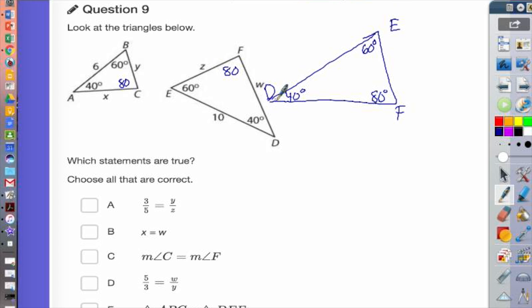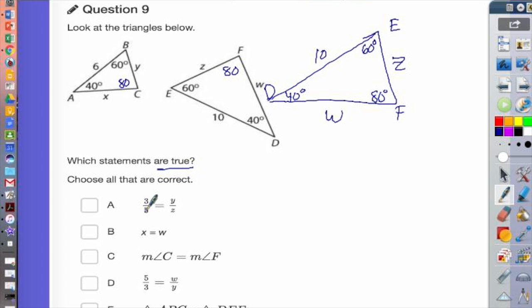From D to E is 10. From E to F is the letter Z. And from D to F is the letter W. Okay, now we can look at them. They're in a similar orientation. Okay, so let's look. We want to choose the statements that are true.